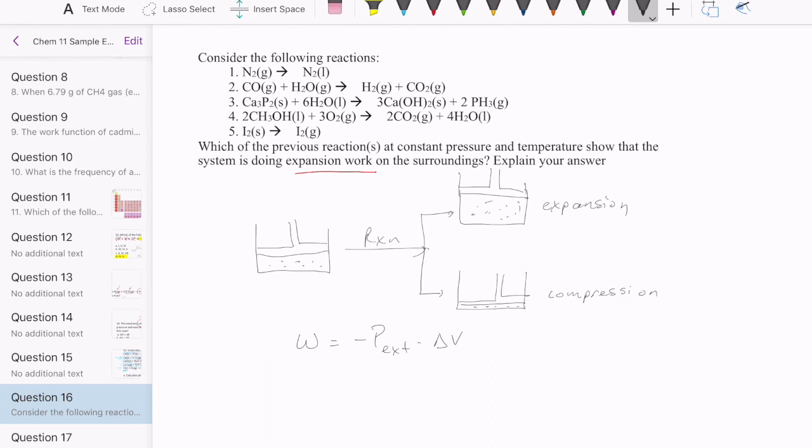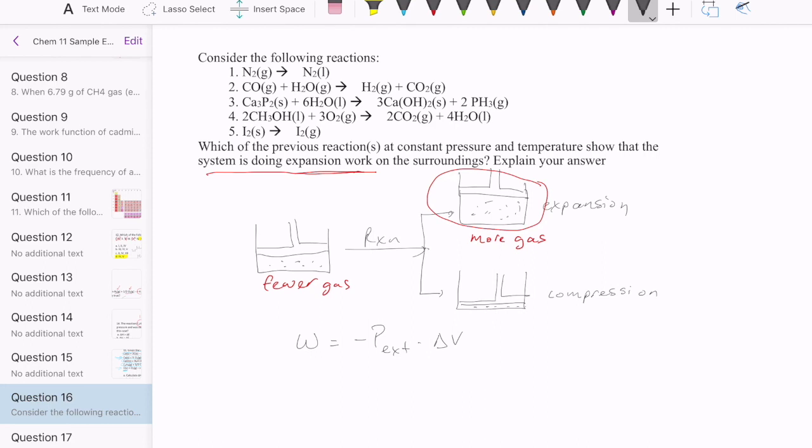So you can see that the question here is asking which of the reactions is doing expansion work. If it's doing expansion work, that means we want to see an increase in volume at the end of the reaction. You can get an increase in volume, in other words your final volume is bigger than your initial volume, if you have more gas at the end of the reaction. So on this side, you have to have more gas particles, and on this side, fewer gas particles, in order to see an expansion. That's really how we're going to analyze this question. We're going to look at each reaction and determine whether there is more or less gas between initial and final.